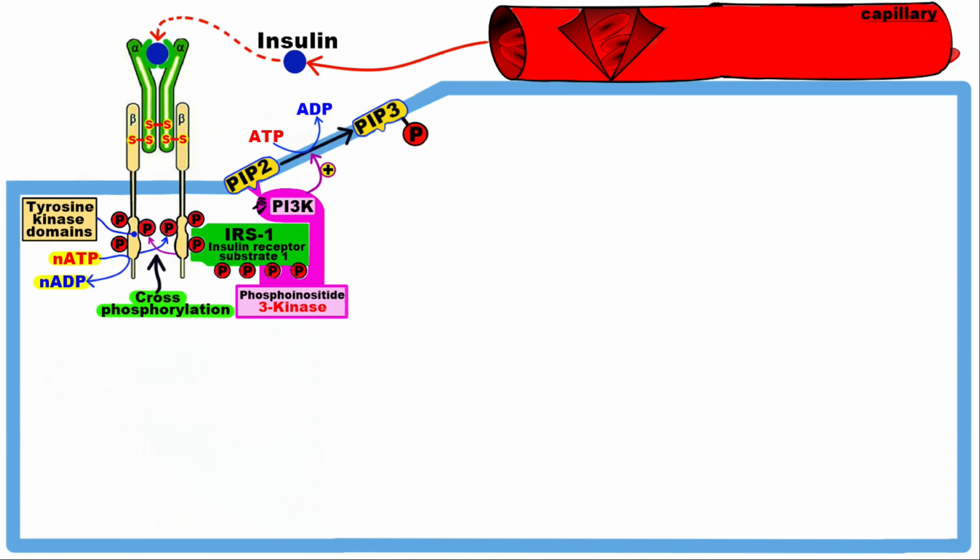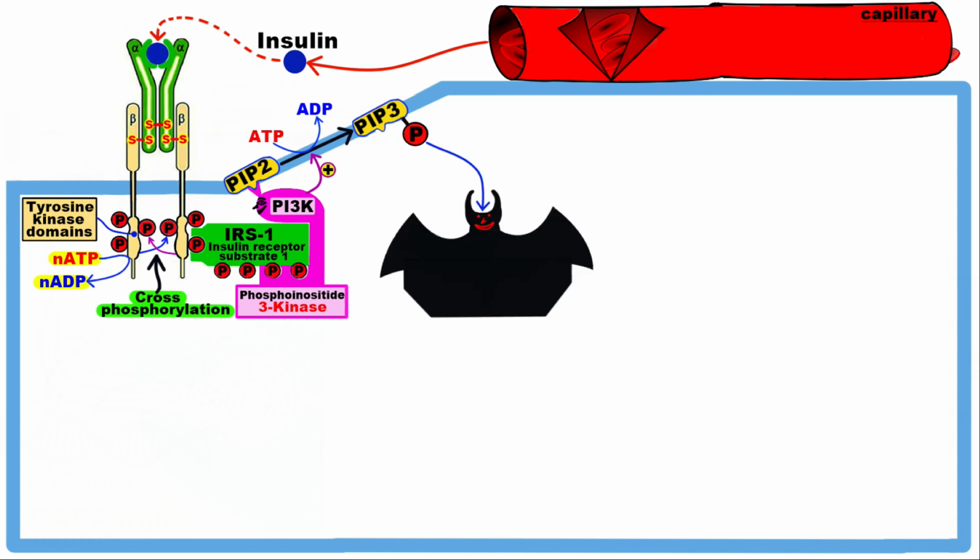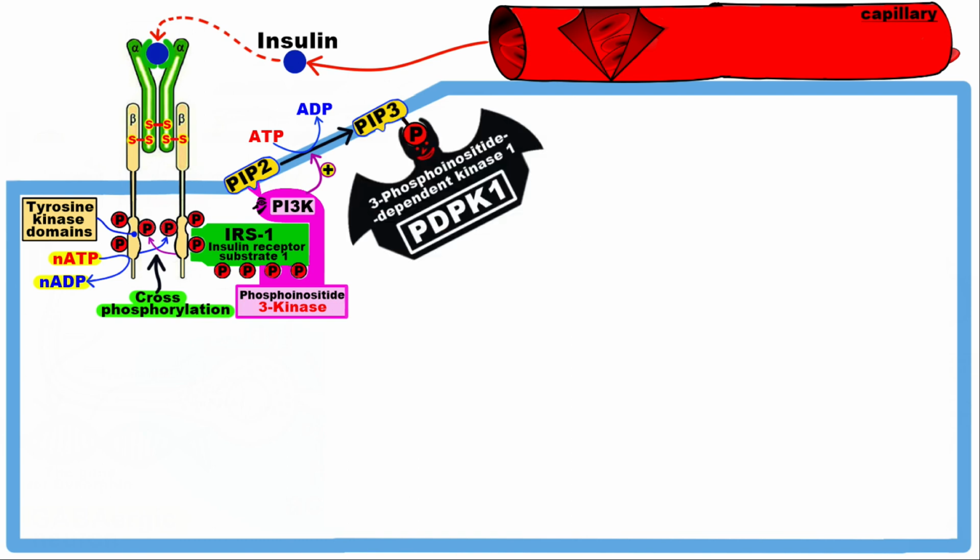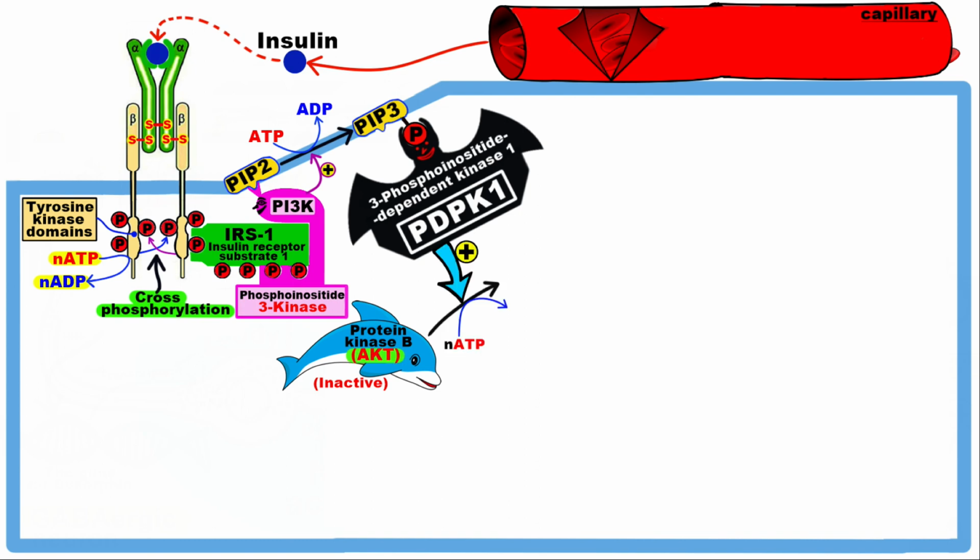Now back to the cell membrane. Newly formed PIP3 can move along the membrane and serve as a recognition site for an enzyme called 3-phosphoinositide-dependent kinase 1, or PDPK1 for short. PDPK1 phosphorylates the inactive form of protein kinase B, also known as AKT, and now you can see the chemical reaction. The phosphorylation activates protein kinase B.